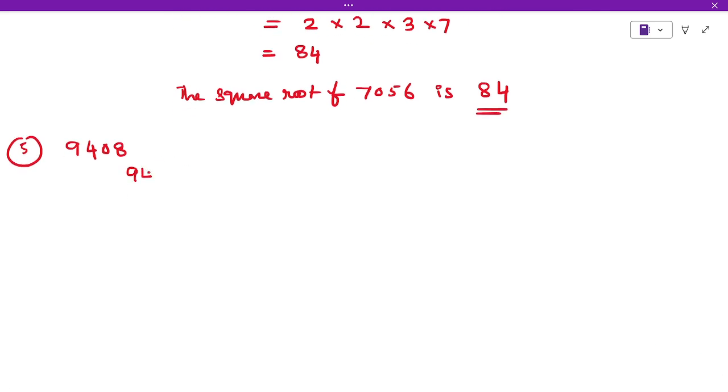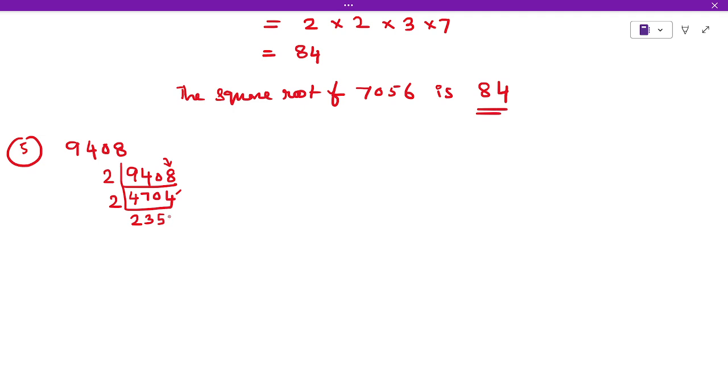So 9408. Let us start with 2. Why? Because it is an even number. If the unit digit is an even number, always start with 2. So 2 4s are 8, 1 left, 14. 2 7s are 14, 2 4s are 8, 4 left. Okay, so again it is an even number, so start with 2. 2 2s are 4, 2 3s are 6.